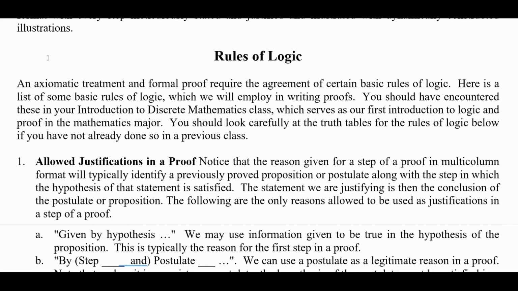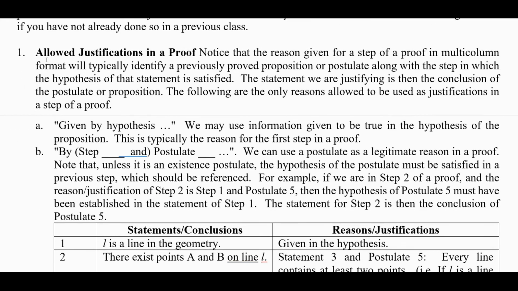You should look carefully at truth tables for the rules of logic below if you've not already done so in a previous class. So first of all, what are allowed justifications in a proof? Notice that the reason given for a step of a proof in a multi-column format will typically identify a previously proved proposition or postulate, or maybe a definition, along with the step in which the hypothesis of that statement is satisfied. The statement we are justifying is then the conclusion of that postulate or proposition. The following are the only reasons that are allowed to be used as justifications in a step of a proof.